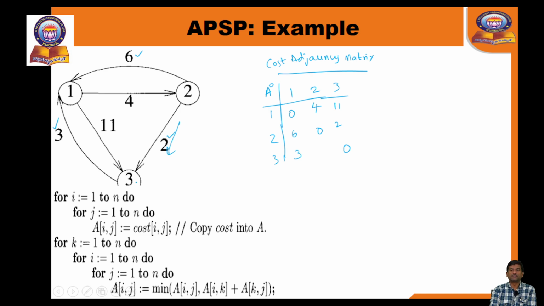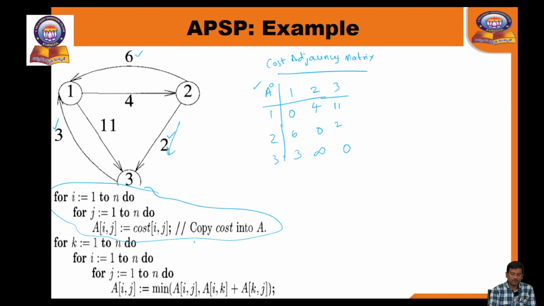3 to 2, there is no edge because it is a directed graph, and hence infinity has to be kept. So there are 3 kinds of values: the edge cost, the cost of i comma i, which is set to 0, and infinity, which is kept when there is no direct edge connected from i to j. This is your respective statement, here A0. That is, your shortest distance matrix A initially contains the cost adjacency matrix.